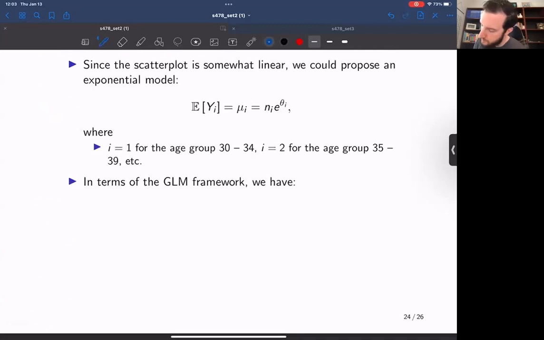So in this situation, we're going to have y_i distributed Poisson with parameter, with rate mu_i, for i equals 1 to n.